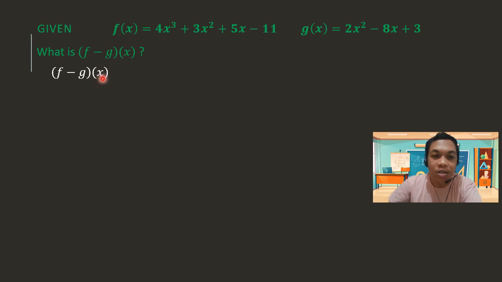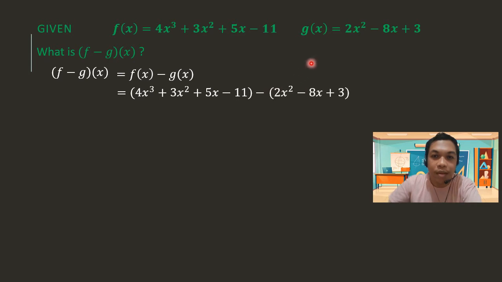So, f minus g of x, that is also equal to f of x minus g of x. So, let's substitute yung ating mga given function. F of x, that is 4x cubed plus 3x squared plus 5x minus 11, and then minus g of x, that is 2x squared minus 8x plus 3.